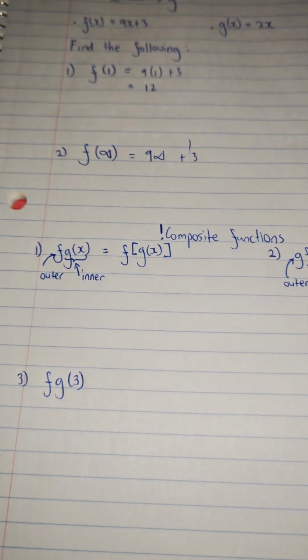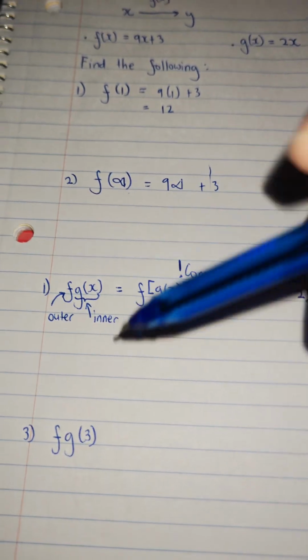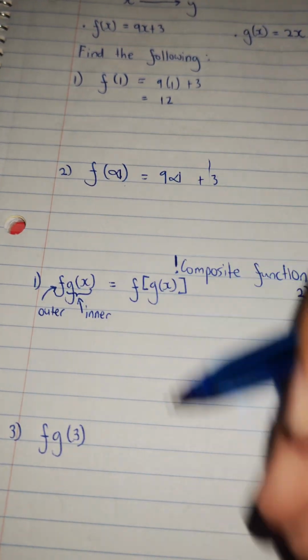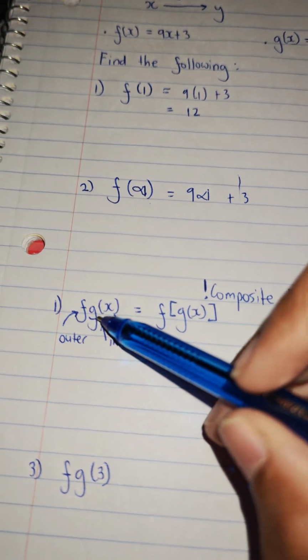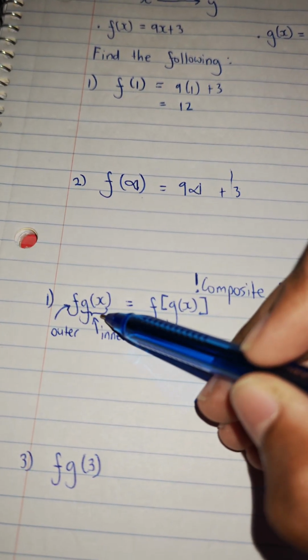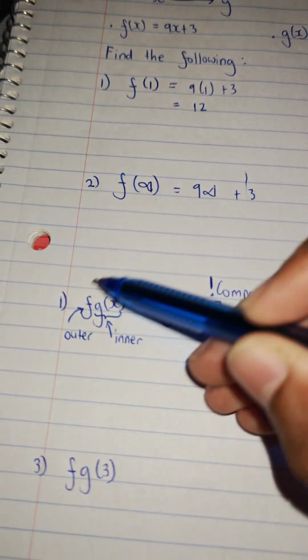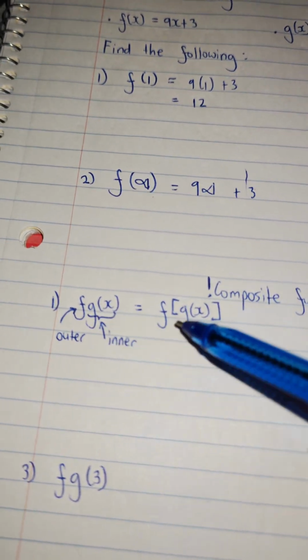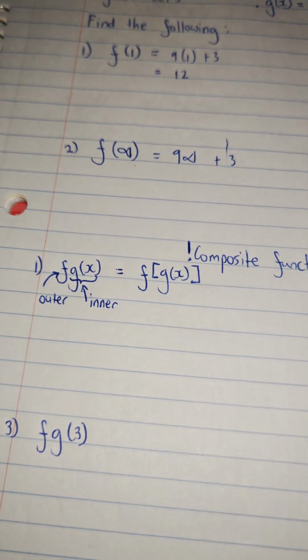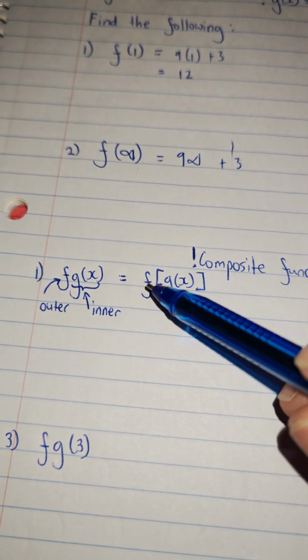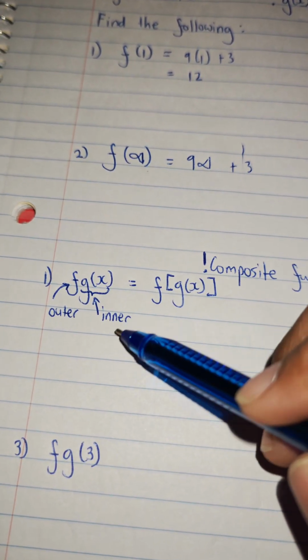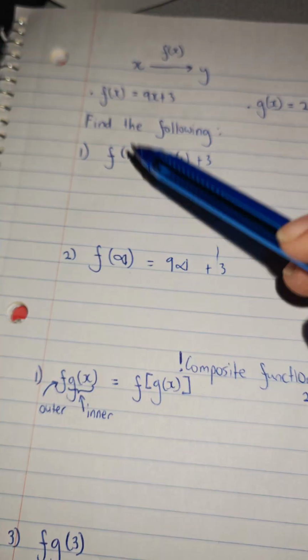Let's look at composite functions now, and it uses the exact same concept. For composite functions, it means I plug one function into another function. This would be called the inner function, and this is the outer function. So what does this mean? This just means f of g of x, which means that we're plugging g of x into f. We always plug the inner function into the outer function. So it's the exact same concept.